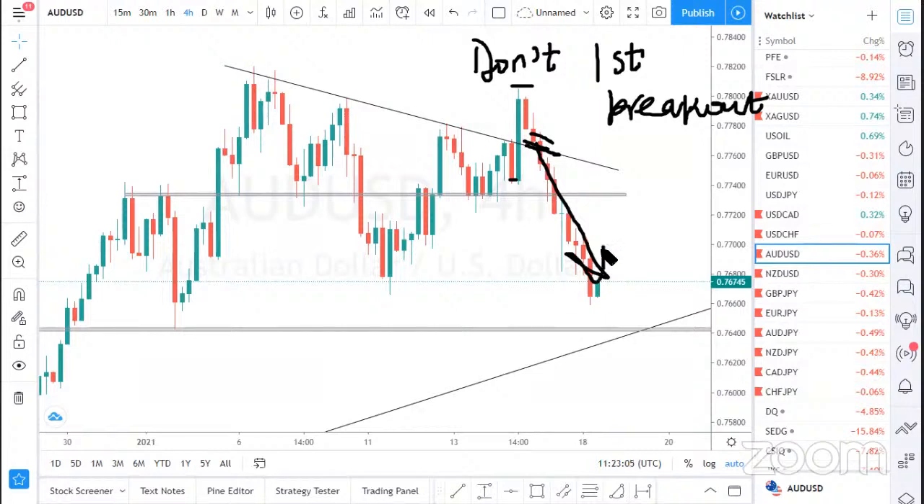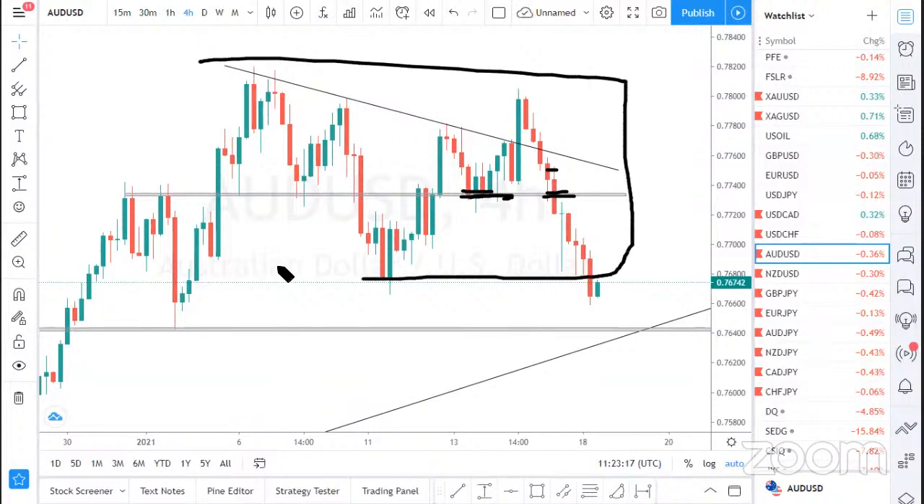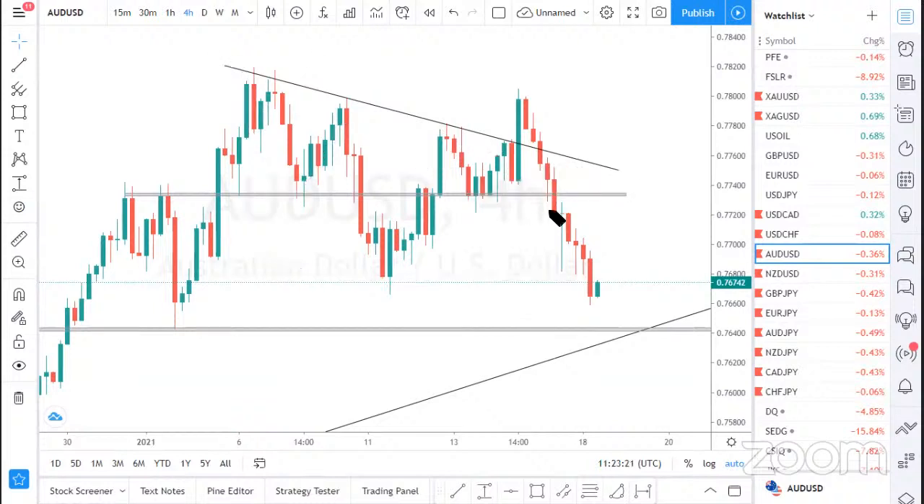So it failed. Price closed below this right shoulder with a strong bearish bar, which just signifies this pattern right there has been invalidated. Okay, so price is moving more downward.